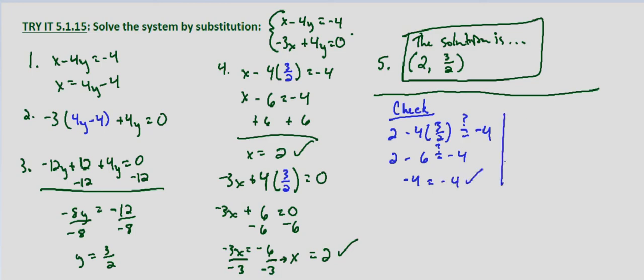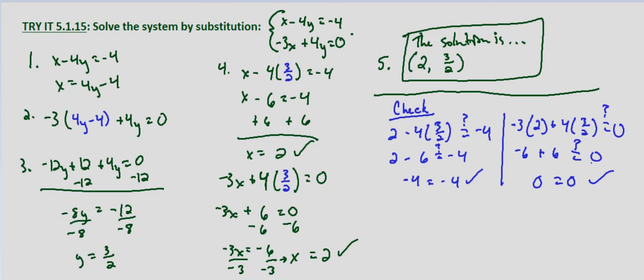Let's check it in the second equation. Negative 3 times x again is 2 plus 4 times 3/2. We want to know, does that equal 0? So negative 6 plus 6, does that equal 0? And yes, it does equal 0.